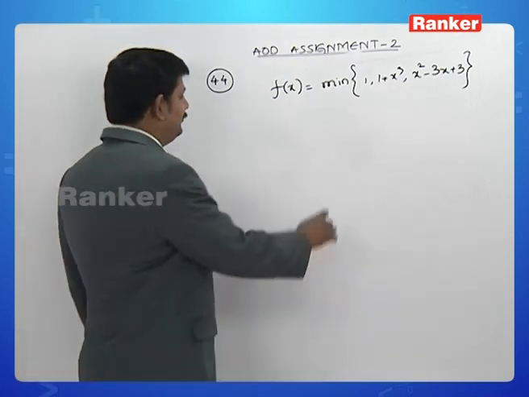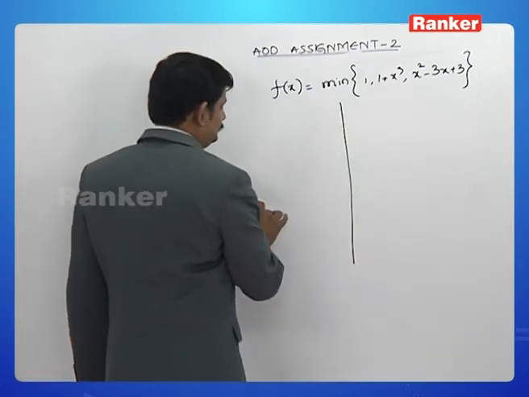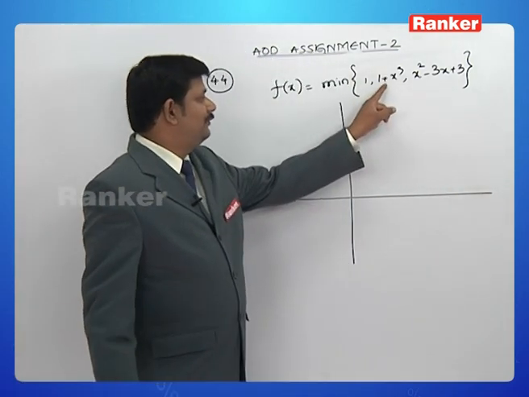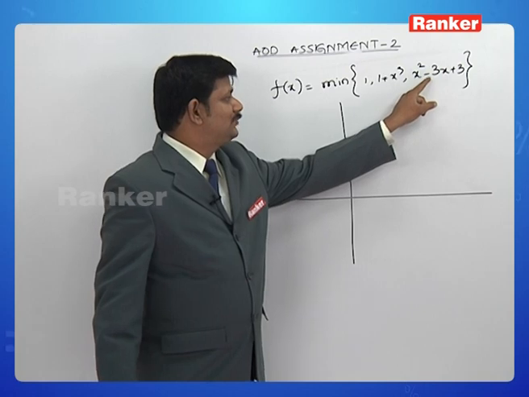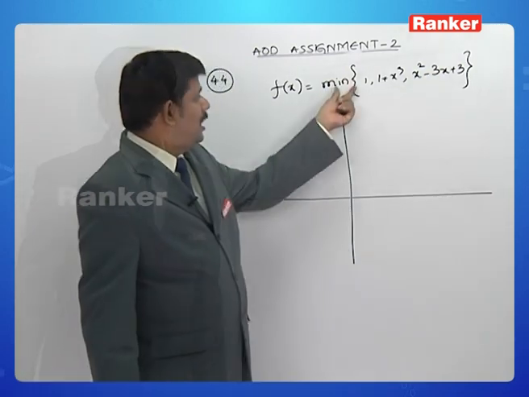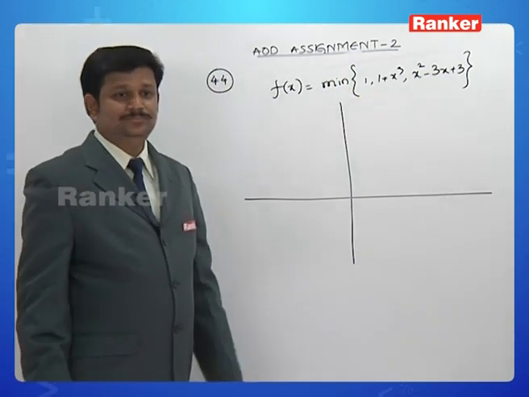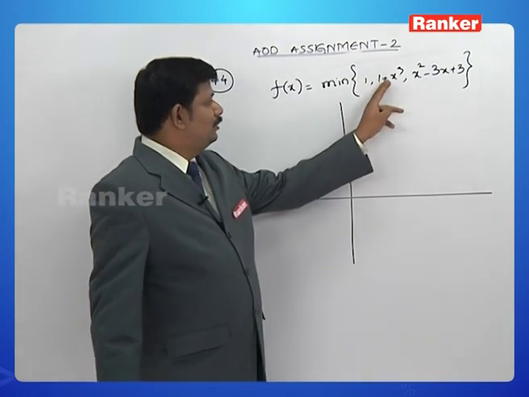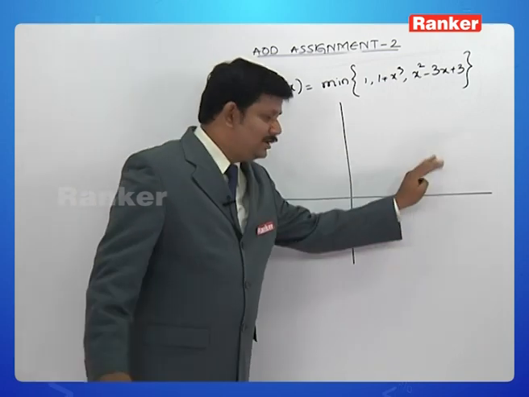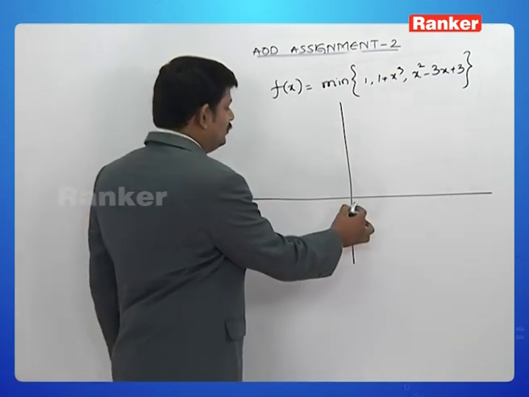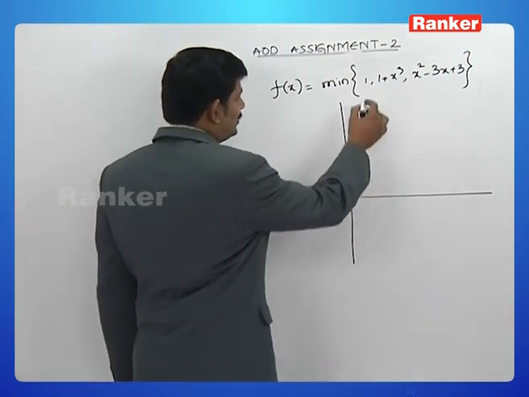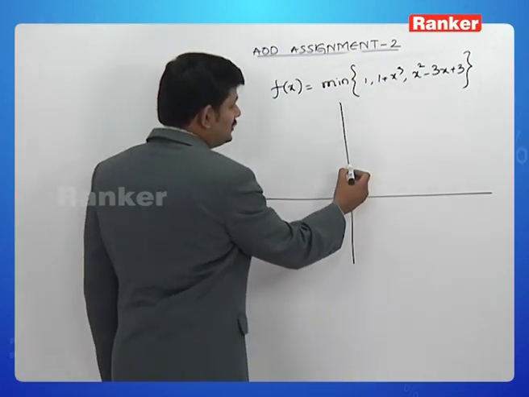Let us plot the graph of f of x. f of x is the minimum of 1 plus x cube and x square minus 3x plus 3. Among 1 and 1 plus x cube, whenever x is positive, 1 is the minimum. We can ignore 1 plus x cube on the right side of the origin, and we can ignore 1 on the left side of the origin. So, let us draw the graph of 1 on the right side of the origin.